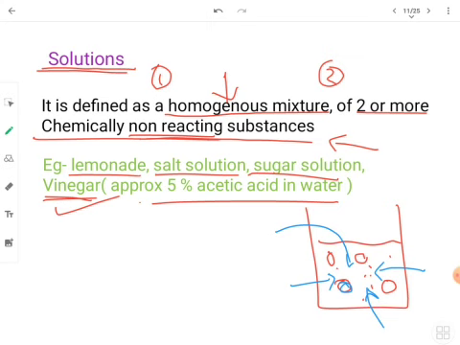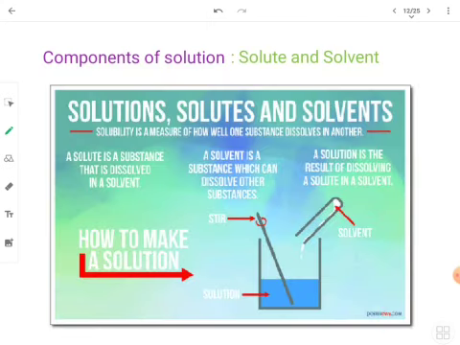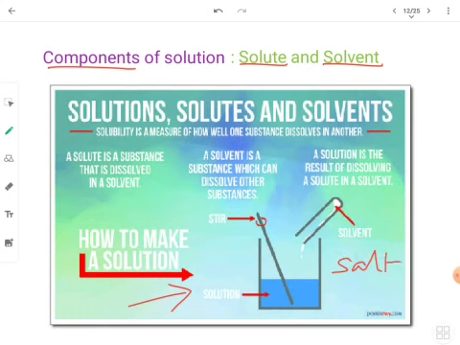Now let me tell you about the components of a solution. As I told you, solutions are made up of two or more things, so based upon that, we have specific terms for those components. The terms are solute and solvent. Now what are solute and solvent? For example, here in this figure you are shown how to make a solution. Let us consider the case of a salt solution. Imagine we are preparing the salt solution.